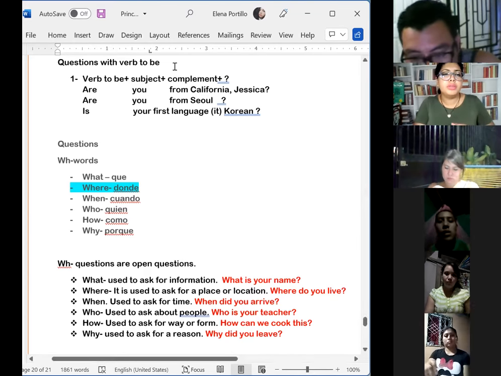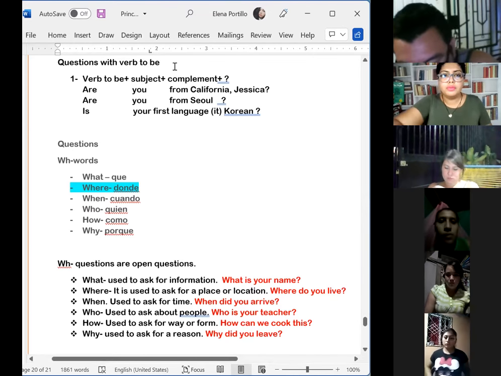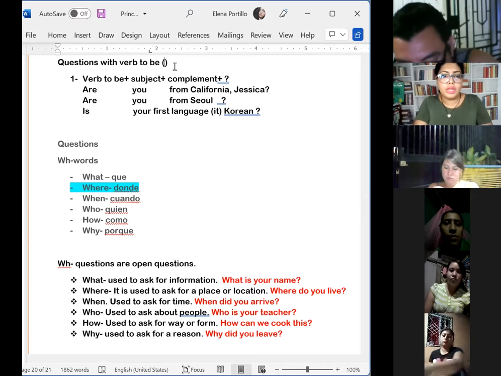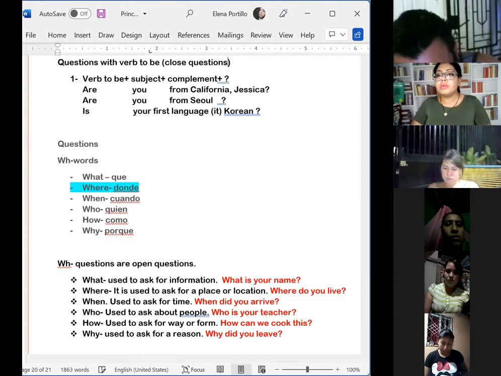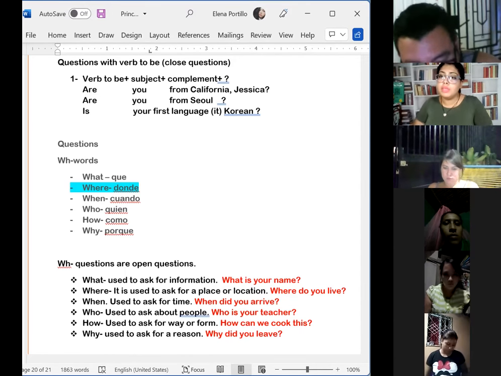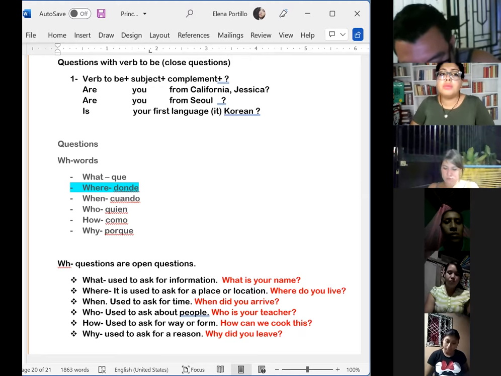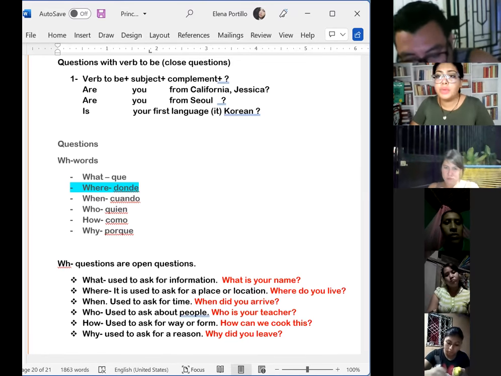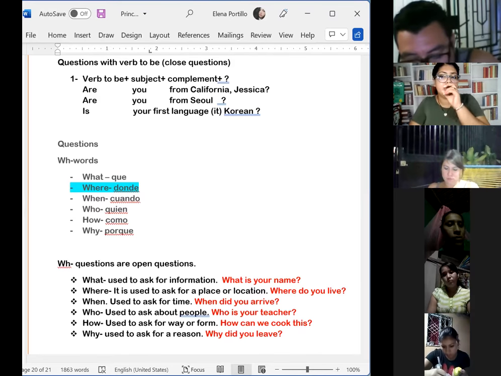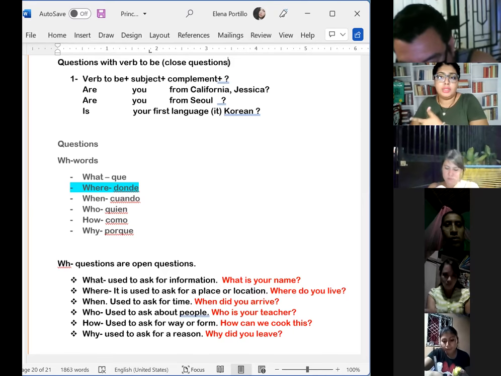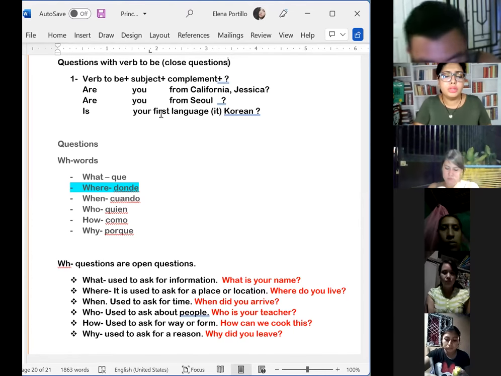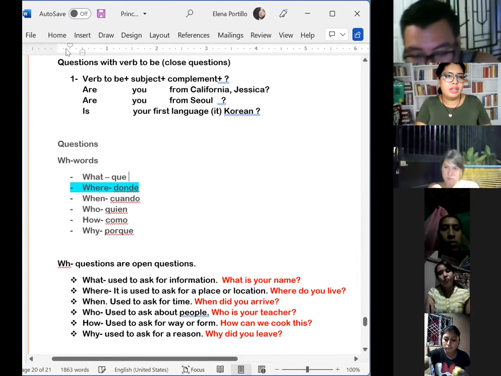And questions with verb to be are closed questions. Las preguntas que llevamos con el verbo to be sí pueden ser preguntas de sí o no. Por ejemplo, el número uno, are you from California? We have two kinds of answers. Yes or no. Yes, I am. No, I'm not.